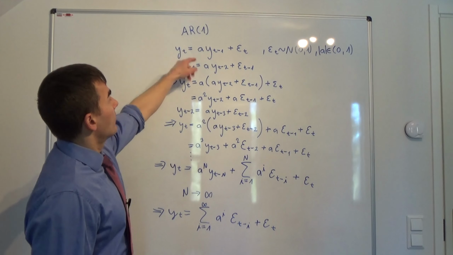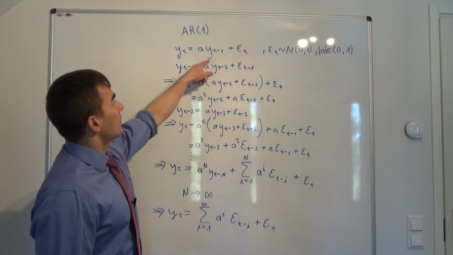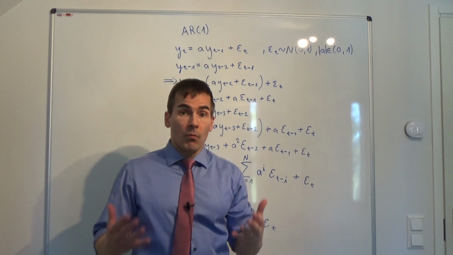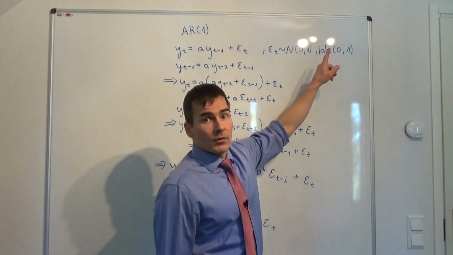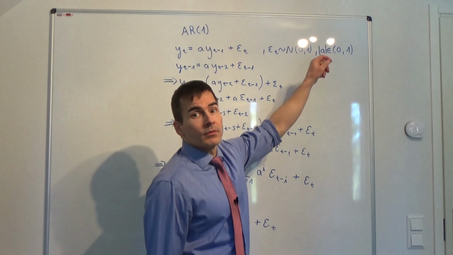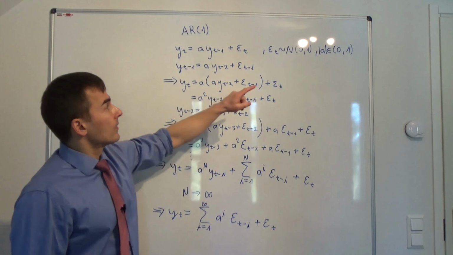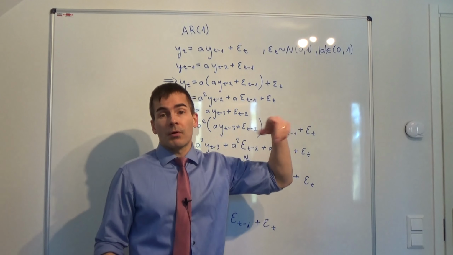yt is given by parameter a, times its self-lagged, and a random white noise term. We assume, like previously, that this epsilon is distributed as normal with mean 0 and variance of 1. Moreover, remember that the absolute amount of the autoregressive parameter of order 1 needs to be an element of (-1, 1). So in absolute magnitude, it must be smaller than 1. Otherwise, we have an explosive process.